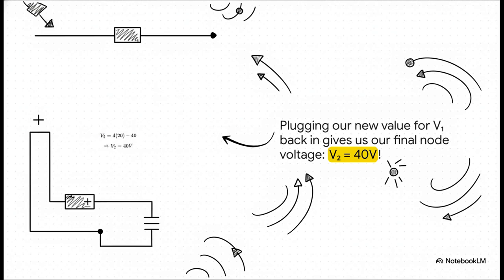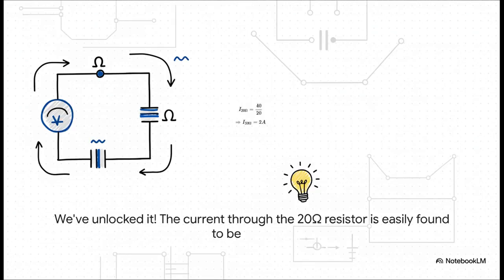We now know the voltage at every single key point in this circuit. So you might be asking, why does this all matter? Well, because now we can find literally anything. You want to know the current flowing through that 20 ohm resistor? That's just simple Ohm's law, voltage divided by resistance. So 40 volts divided by 20 ohms gives us 2 amps. Just like that, the entire circuit is decoded. That right there is the power of nodal analysis.